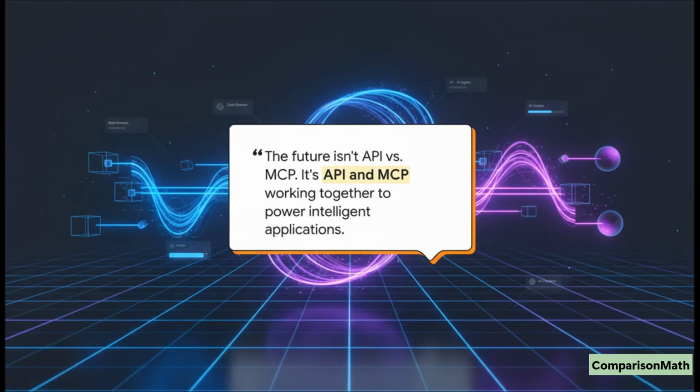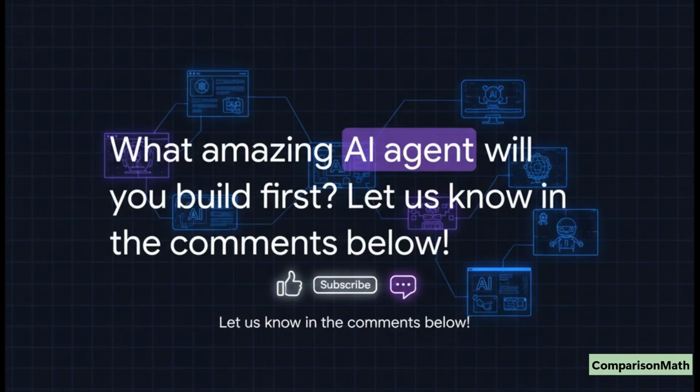And this might be the most important point of this entire explainer. This isn't about API versus MCP. The future is API and MCP. The best, most powerful systems are going to use MCP-powered agents to intelligently orchestrate a whole suite of powerful, reliable APIs. They work together. So the paradigm is definitely shifting.